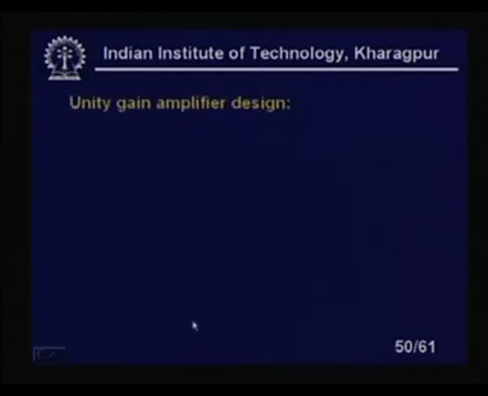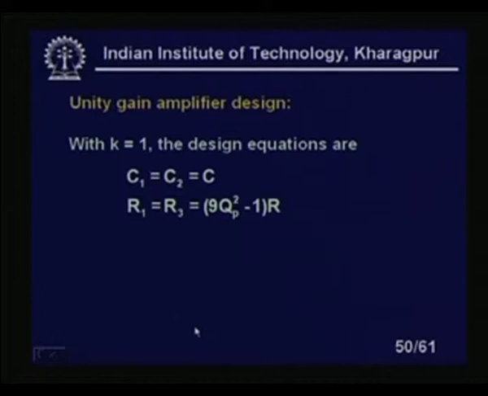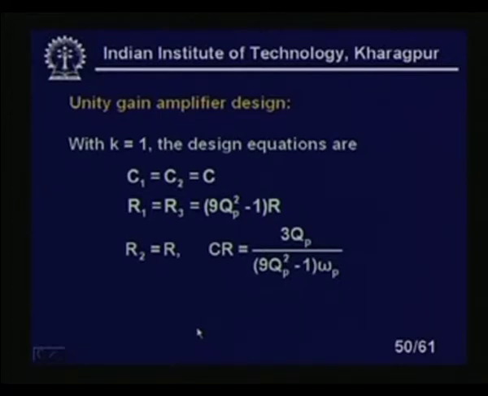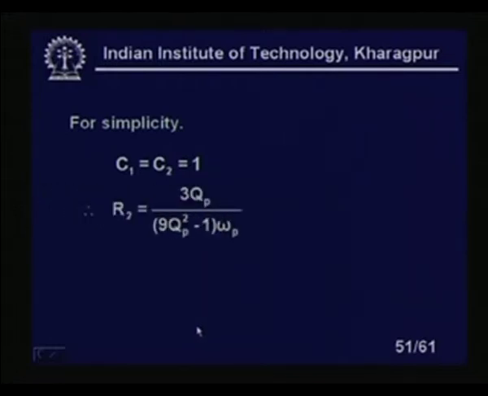Now, the unity gain amplifier design. When small k equal to 1, the design equations are C1 equal to C2 equal to C, R1 equal to R3 equal to (9 QP square minus 1) into R, and R2 equal to R, and CR is a constant 3 QP upon (9 QP square minus 1) into omega p, right. Now, for simplicity we can take C1 equal to C2 equal to 1, R2 equal to 3 QP.